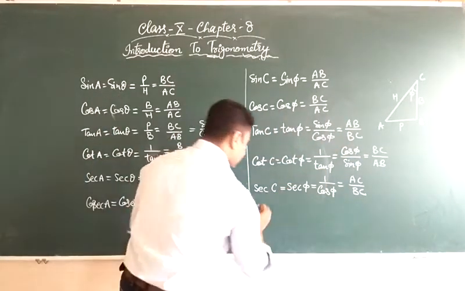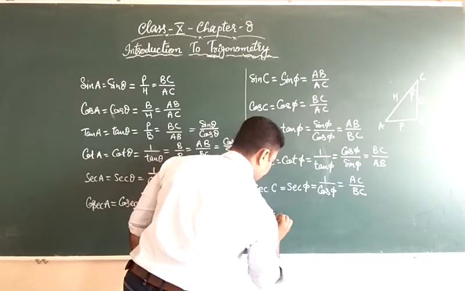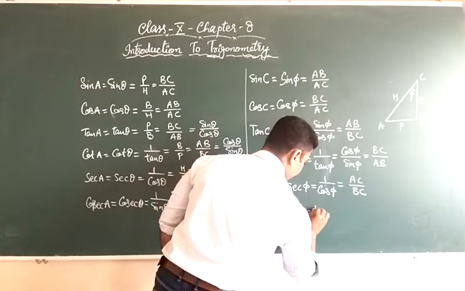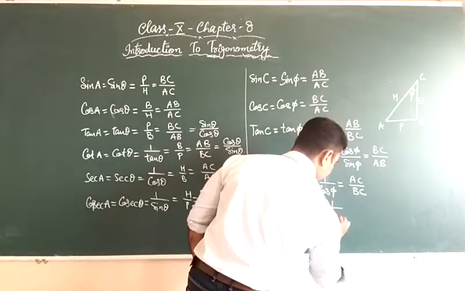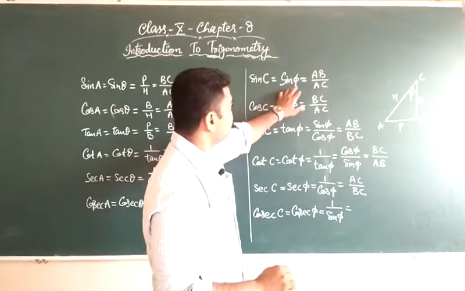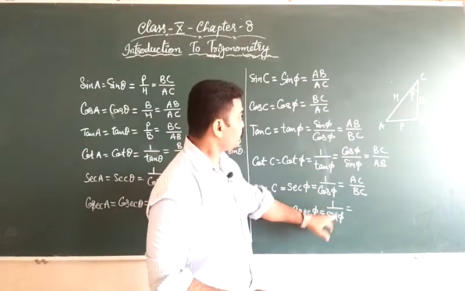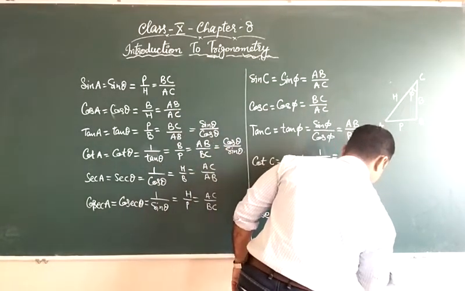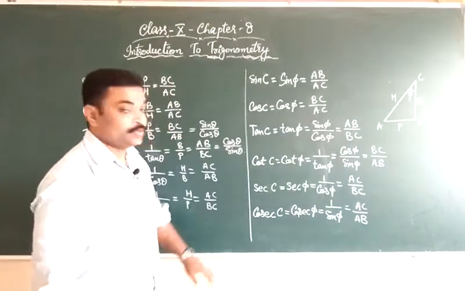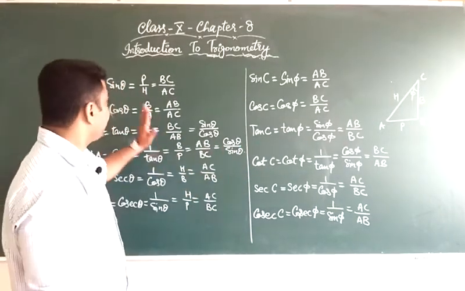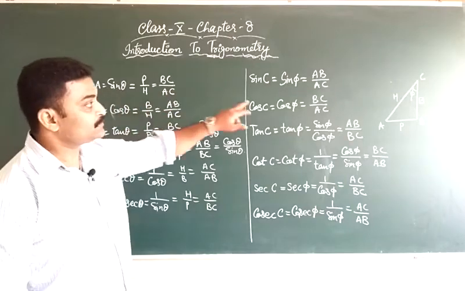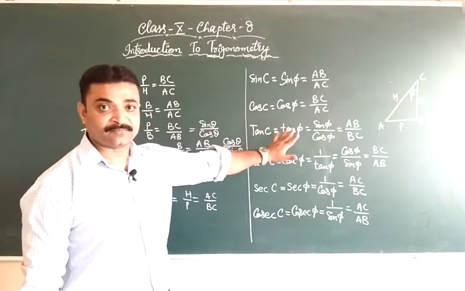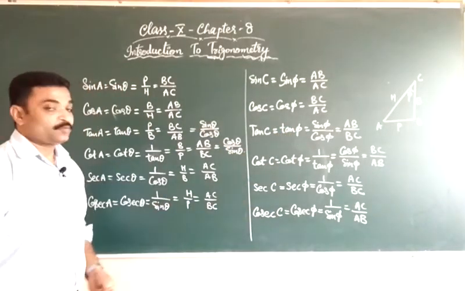Clear? Now the last one is cosec C is equal to cosec phi is equal to 1 upon sin phi, and sin phi is AB upon AC, so 1 upon AB upon AC, that means AC upon AB. Clear, students? So these are the differences when we find sin of A and sin of C, according to angle A and according to angle C. Clear? So pause the video to note it down.